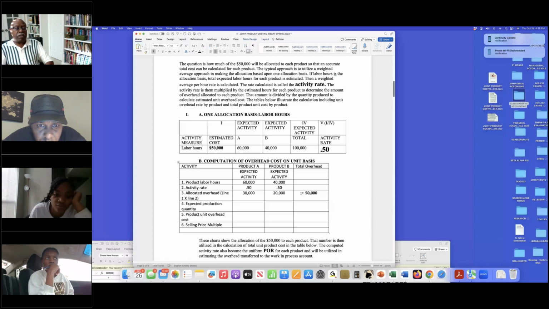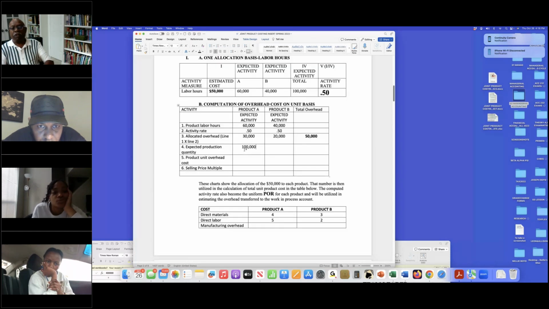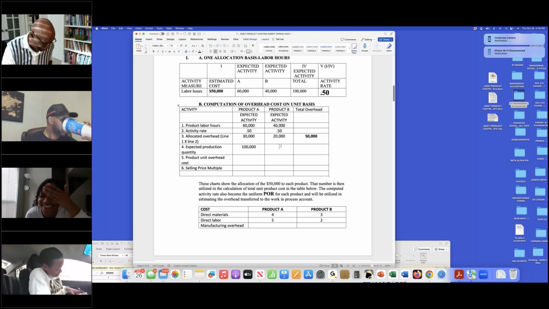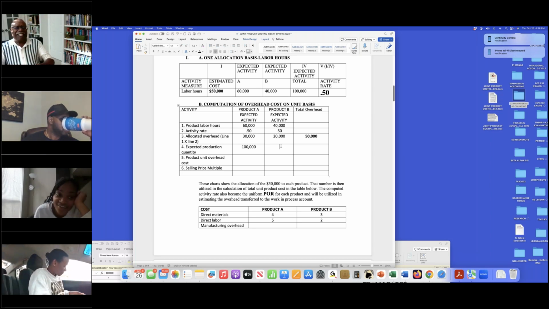Now we were going to produce how many of A? 100,000. Real quick, is this form posted in Blackboard, right? Correct. Is Lauren in her vehicle again? It looks like it. Yeah. Okay.